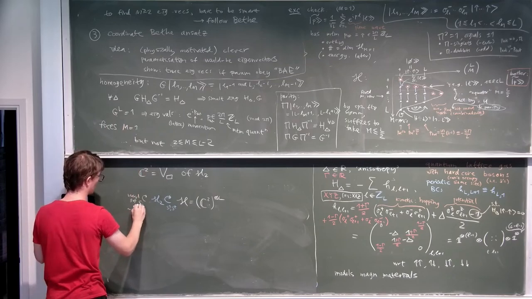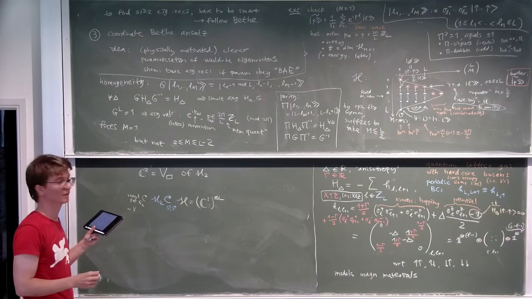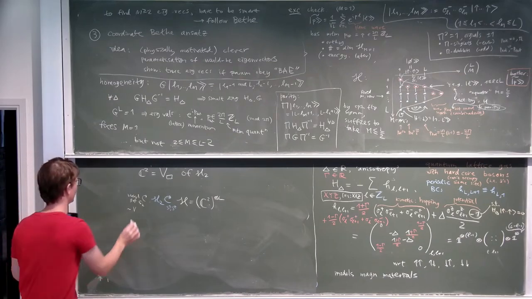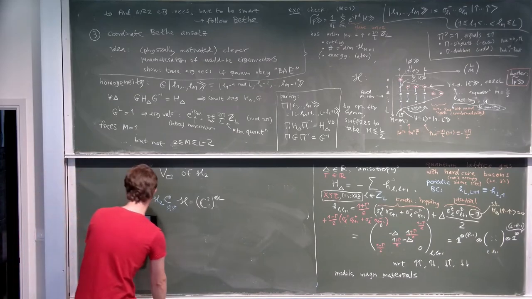So this is related to my, did I call it U or V? I don't even know. It was U. U. Okay, very good. So this is the representation theoretic interpretation of this U.